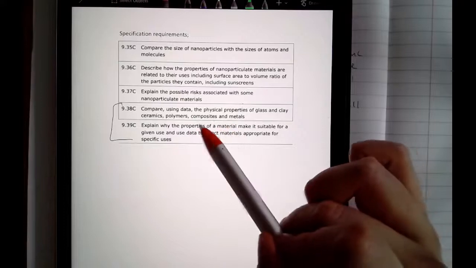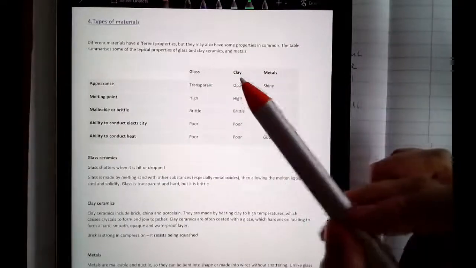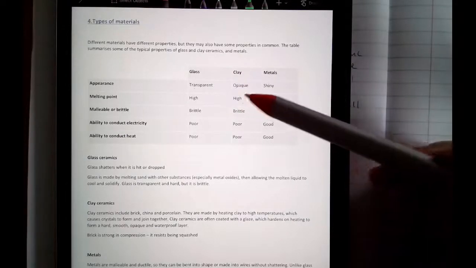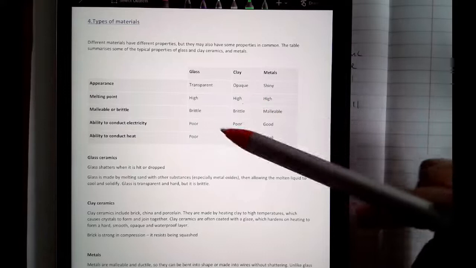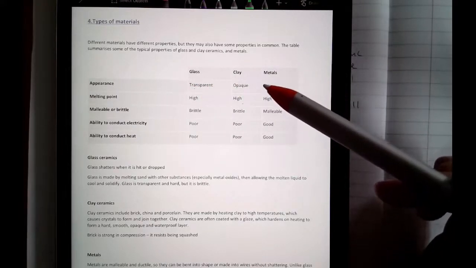And then you're going to link the use and the property. Something's used because it's got properties that make it suitable. So if we have a look here, some of the materials you're going to be looking at: glass, clay, metals. What they've done is gone through appearance, melting points, malleable, ability to conduct electricity, ability to conduct heat. So you'd be given something like this, a table, and then it would probably say, of these 3 materials, pick the one that would be most useful in electrical wires.